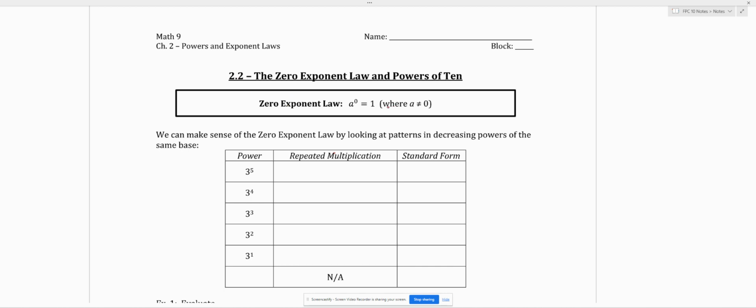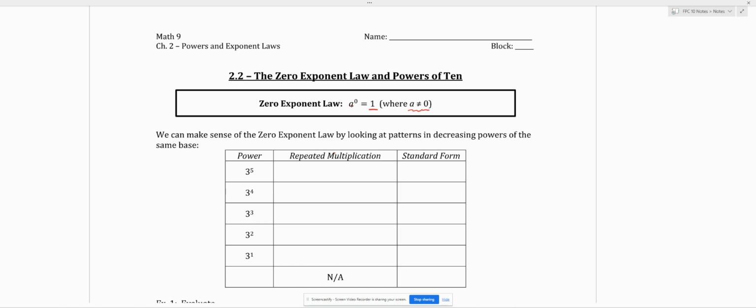So I'm going to give the law right off the bat here and say anything raised to the power of zero, except when a is zero. So a cannot equal zero. We're not going to deal with zero to the zero. We're always going to get one. And it's a strange concept.